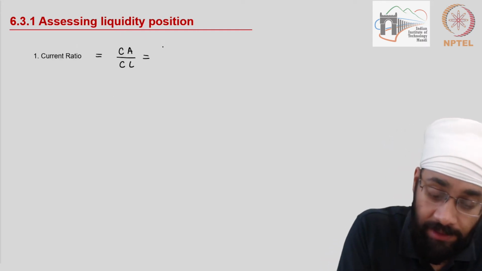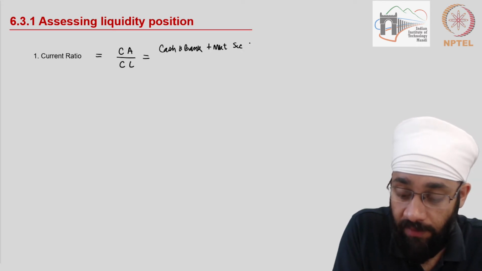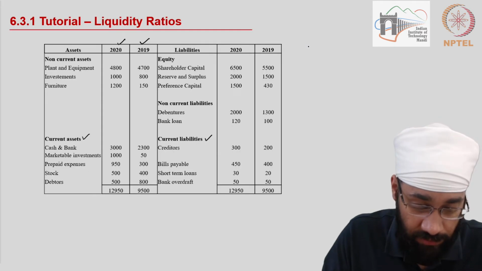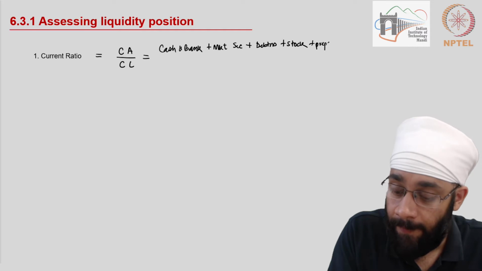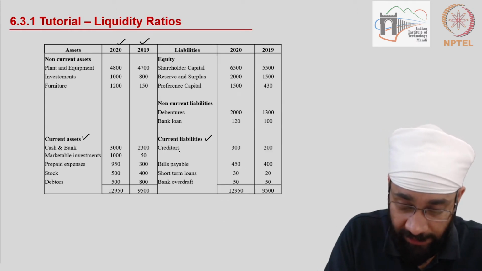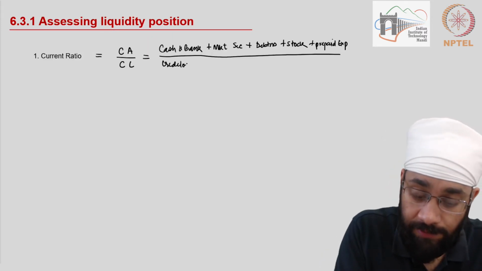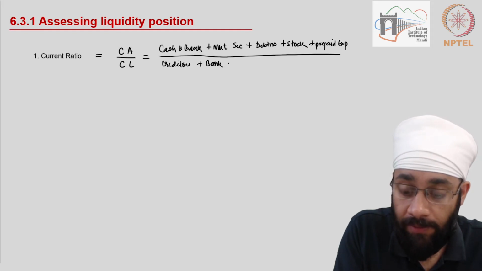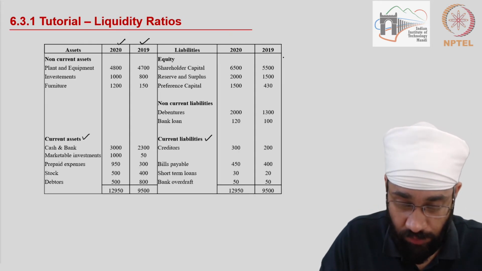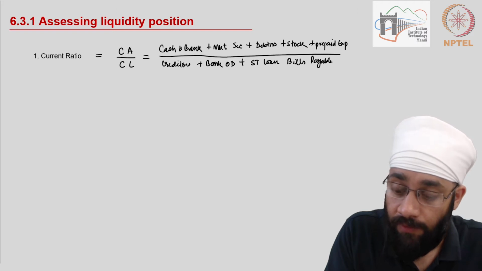So cash and bank plus marketable securities, debtors, stock, and we had one more item which is prepaid expenses. On the other hand, in the current liabilities, the items that we have are creditors, bills payable, short-term loan, and bank overdraft. So creditors, bank overdraft, the short-term loan and one more item which was bills payable.